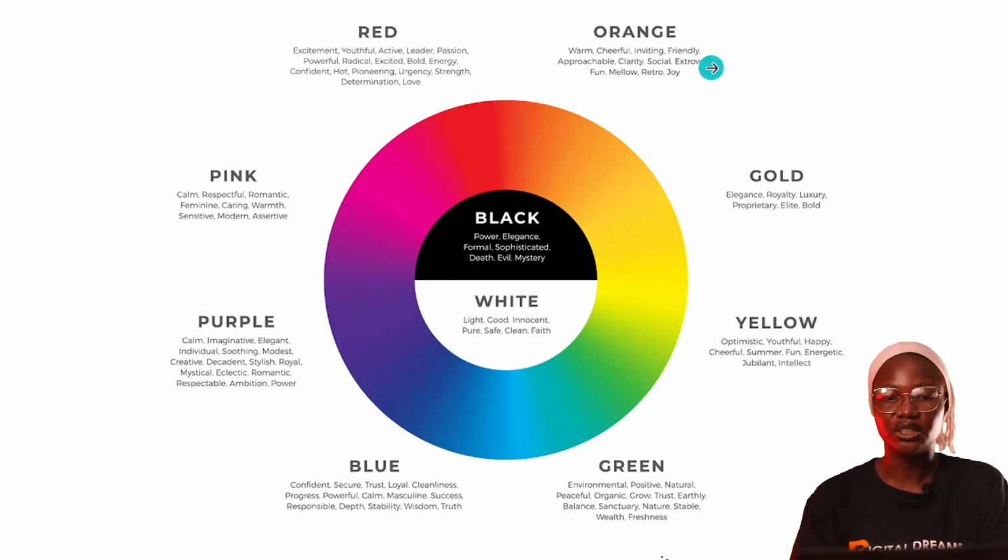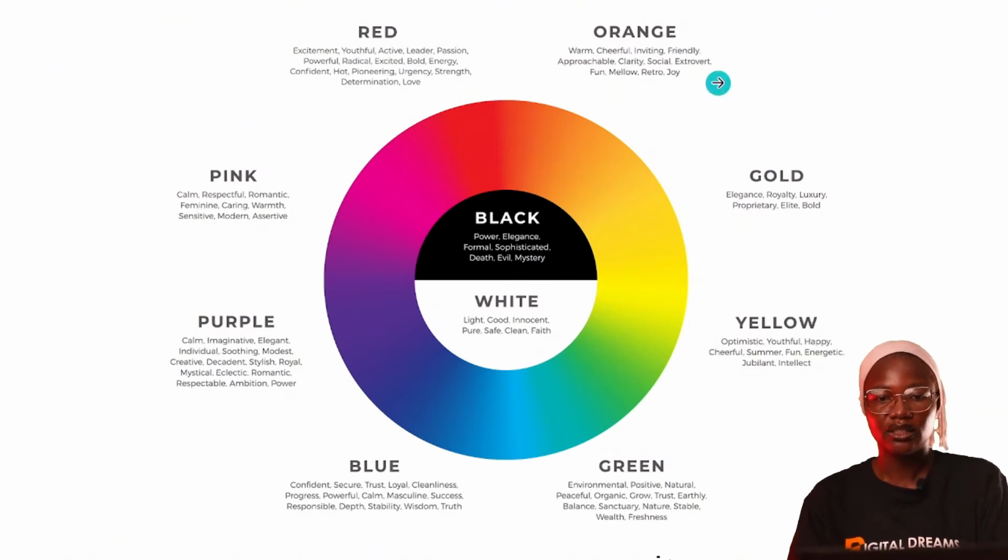Then for the orange, the psychology behind the orange color is warm, cheerful, inviting, friendly, approachable, social, extrovert, fun, etc. That is the psychology behind the orange color. Then we have the black and white, which is in the middle, right?